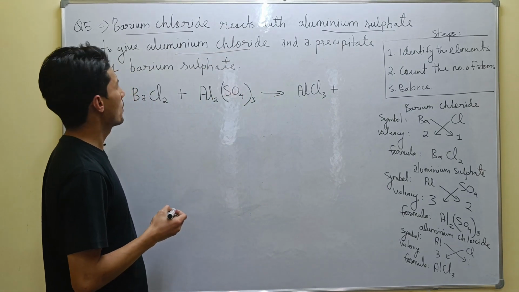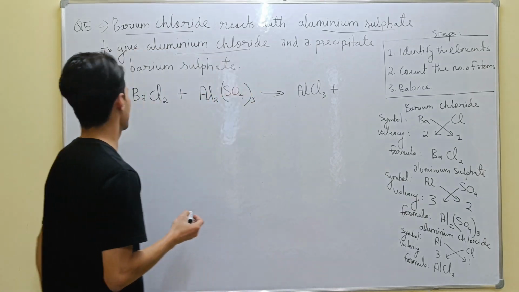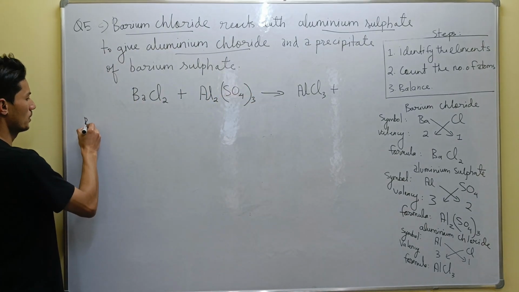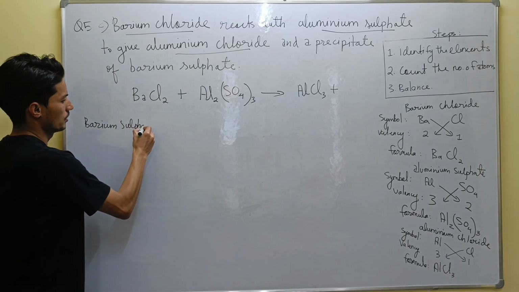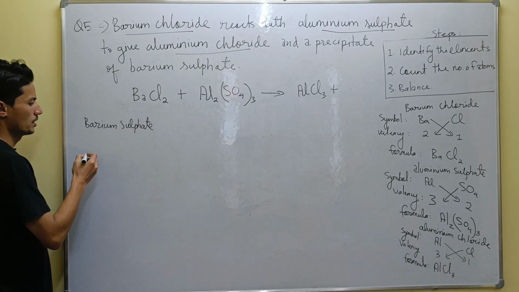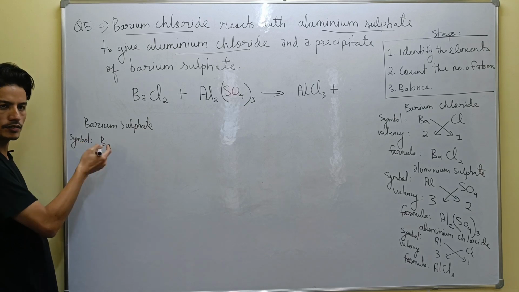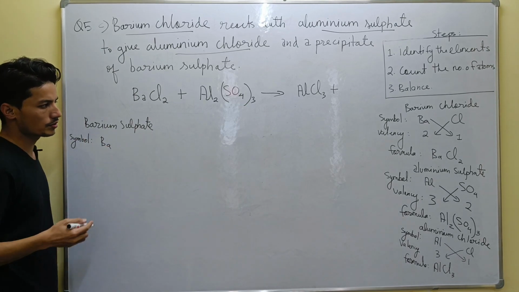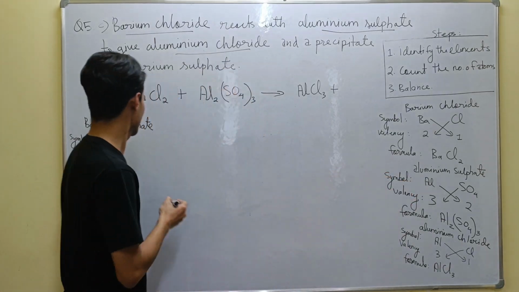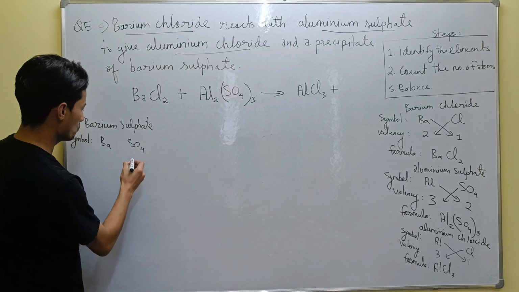And you get a precipitate of barium sulfate. So now we have to derive the formula of barium sulfate. Barium sulfate. So barium is Ba, this is the symbol. Remember this pattern: symbol, then valency, then formula only. Barium, and sulfate we already wrote the formula of sulfate. Sulfate is SO4.